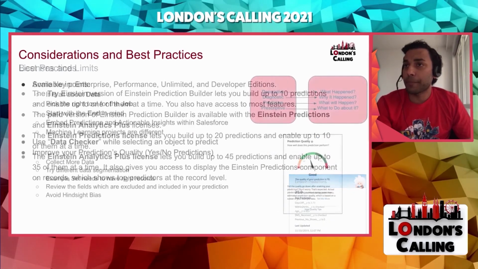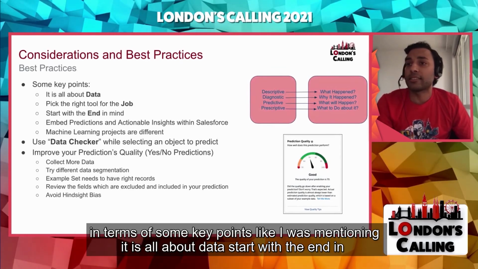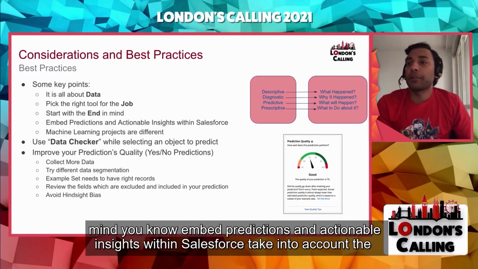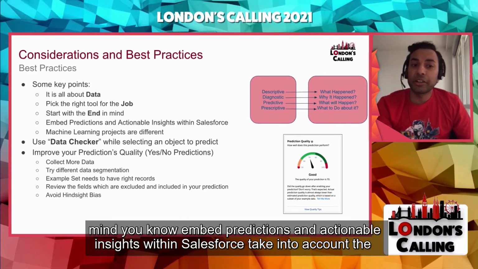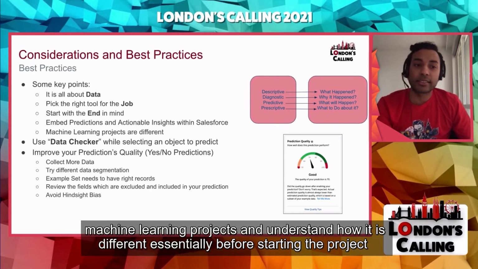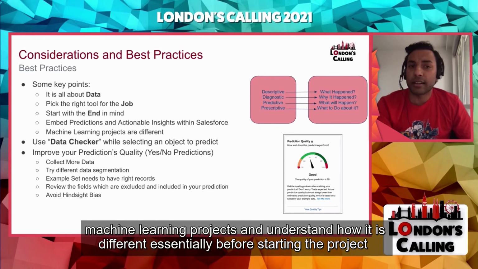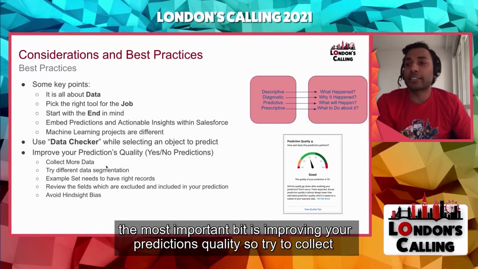In terms of some key points, like I was mentioning, it is all about data. Start with the end in mind, and embed predictions and actionable insights within Salesforce. Take into account the machine learning projects, and understand how they are different before starting the project. The most important bit is improving your prediction quality.